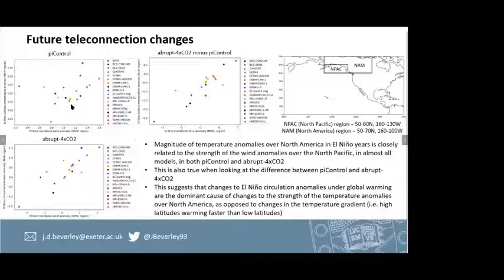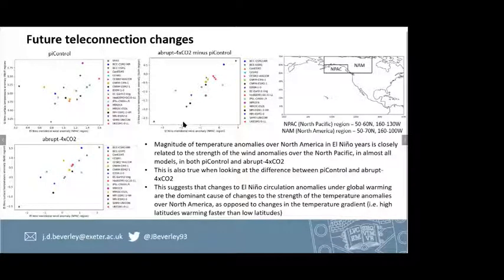And this is the control on top and abrupt 4xCO2 on the bottom for all 17 CMIP6 models. And we see that the magnitude of the temperature anomalies over North America is closely related to the strength of the wind anomalies over the North Pacific in almost all models. So there are a few outliers in the control, but by and large, a stronger wind anomaly over this North Pacific region is associated with higher positive temperature anomalies over North America. And this is also true in the abrupt 4xCO2, where we see that there's a strong linear relationship between these variables.